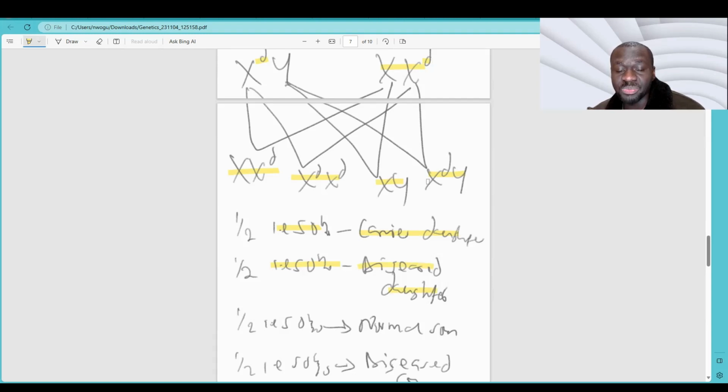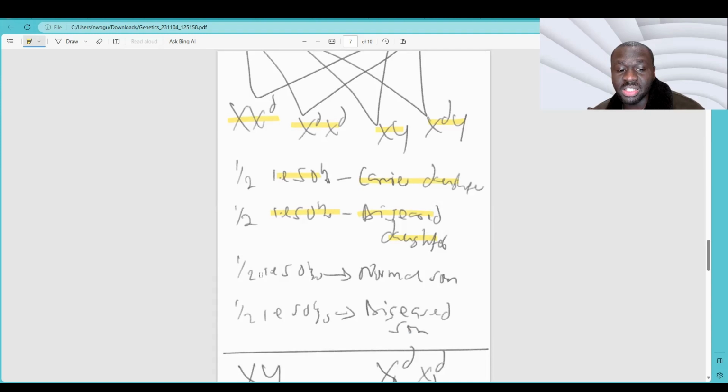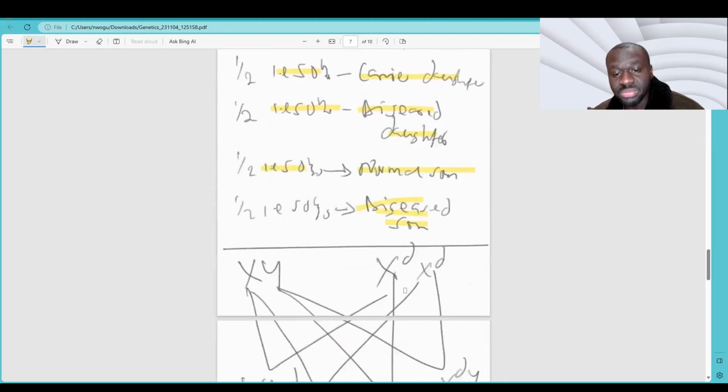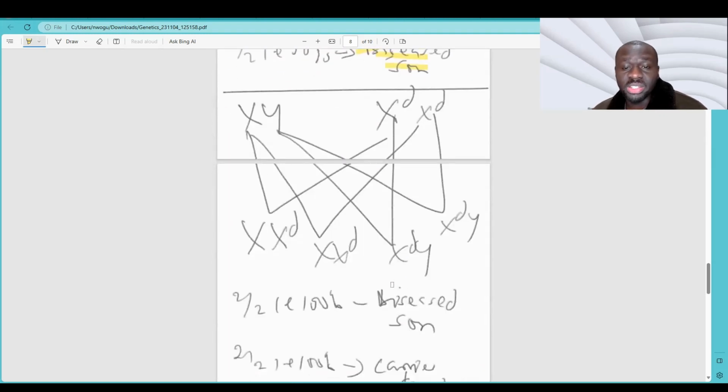Coming to the sons, 1 out of 2 sons for every pregnancy chance will be normal. So there's a 50% chance that any son they have will inherit the normal genes, and a 1 in 2, 50% chance that any son they have will inherit that disease condition. Still on X-linked or sex-linked recessive.